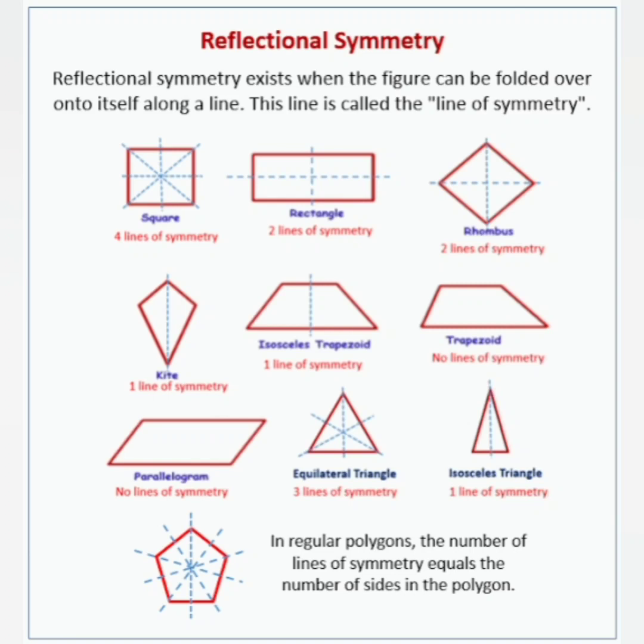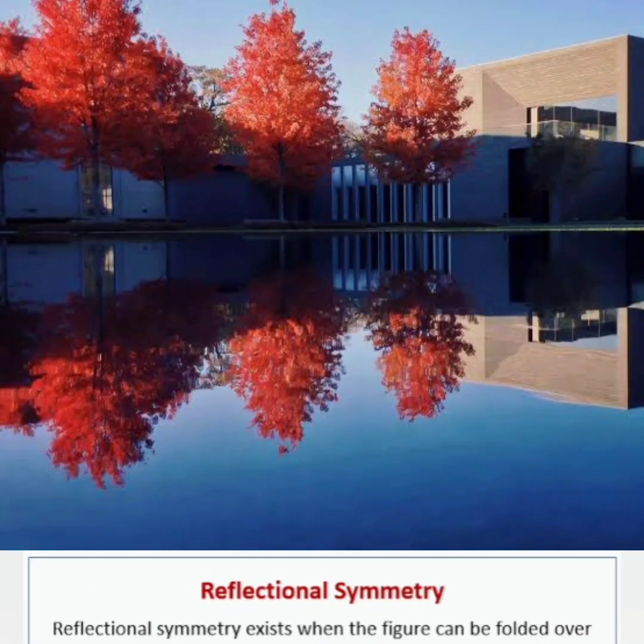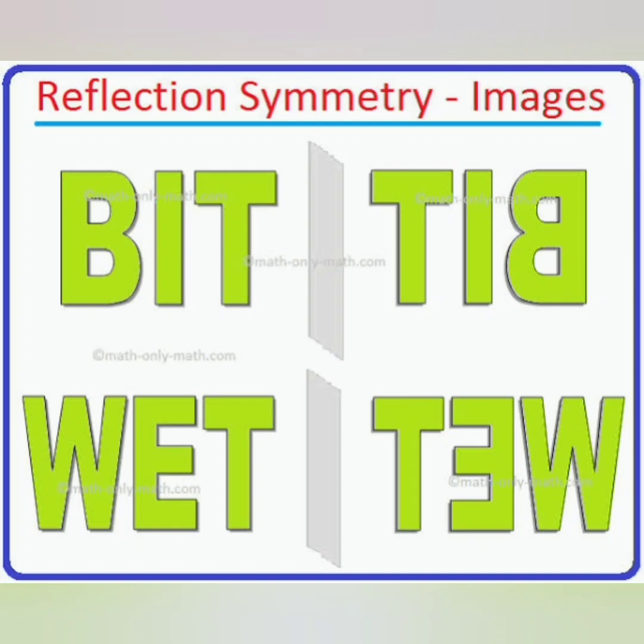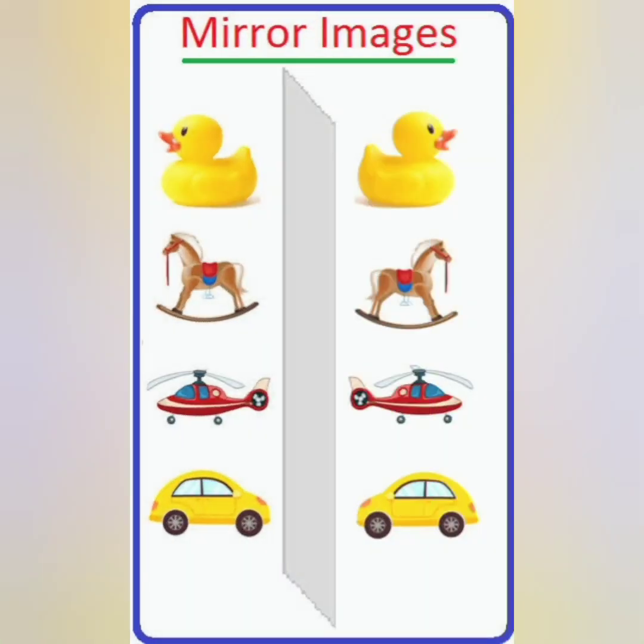Reflection, like the word says, reflects. When you look into the mirror, you don't see yourself. What you see is a reflection of your image. Reflectional symmetry. Now when you look at these images, you can see reflection. You can see the trees reflecting in the water. You can see the shape.